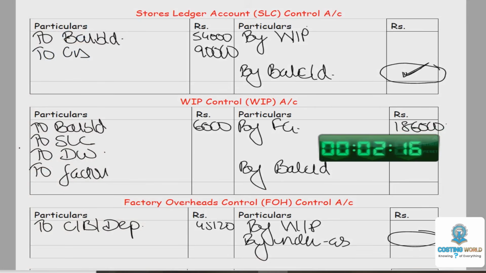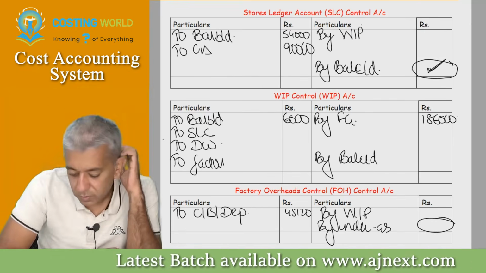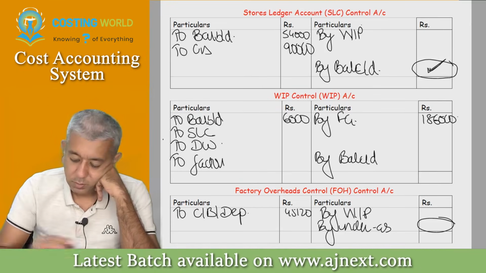I've got 2 minutes more. Try. I want the SLC balancing figure. Only 3 adjustments you have to crack, please. So can we get 2 minutes more? Okay.